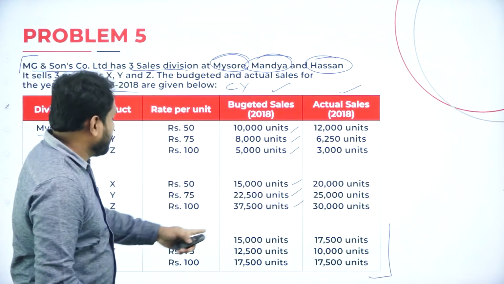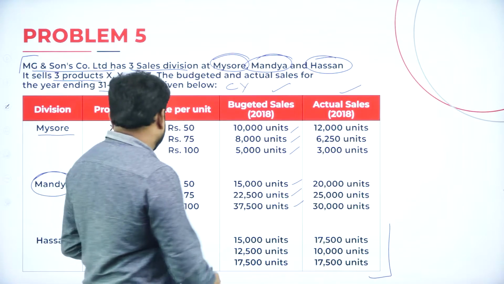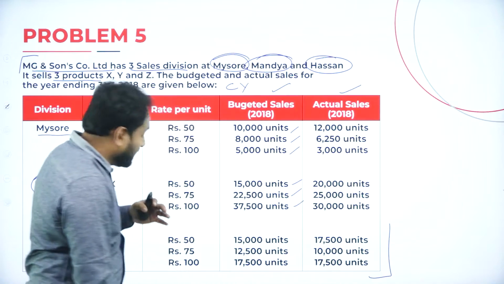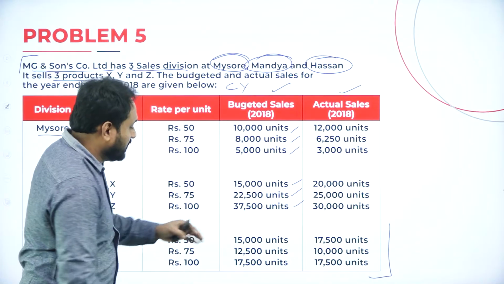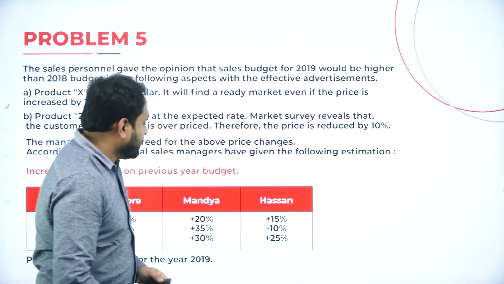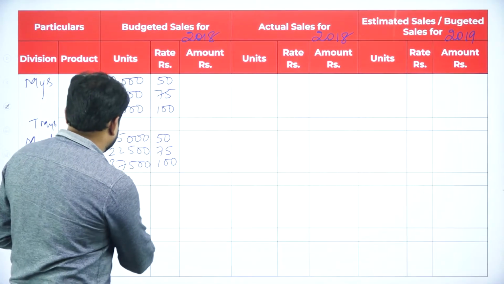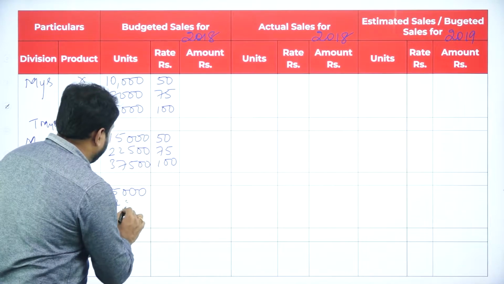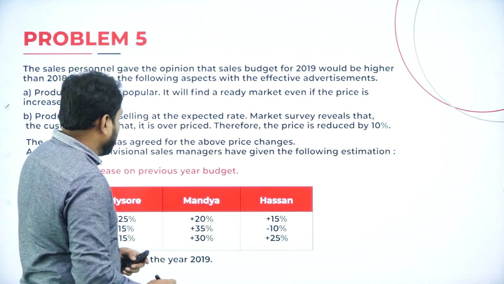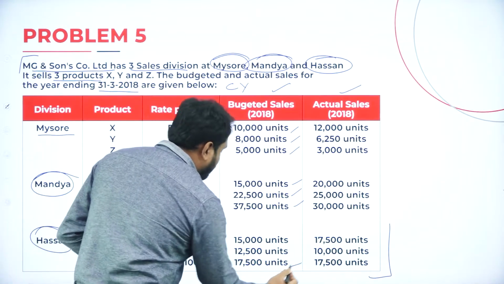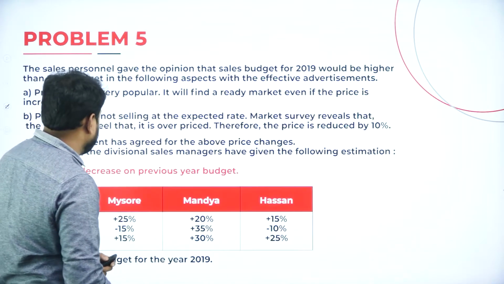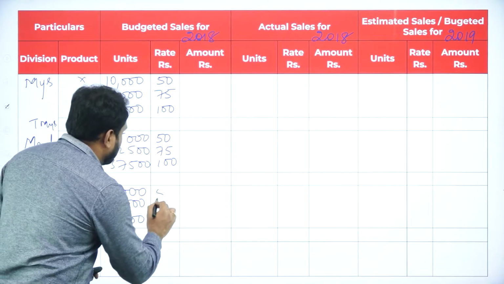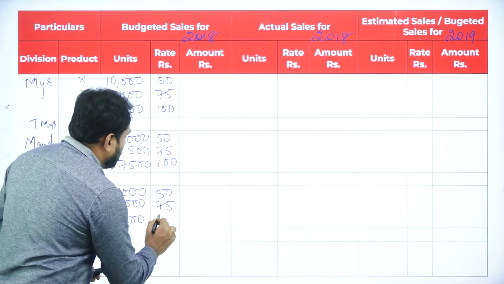Again, we'll go back. Now the last one is Hassan. We'll take the Hassan entry here, XYZ. Again, the rate is the same thing, 50, 75, 100. Now 15,000, then 12,500, and the last entry was 17,500. So we'll write here 17,500. Again here 50, 75, 100.